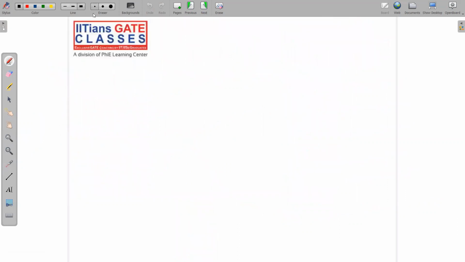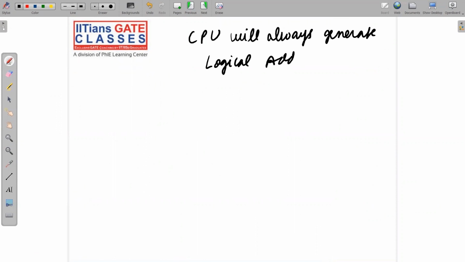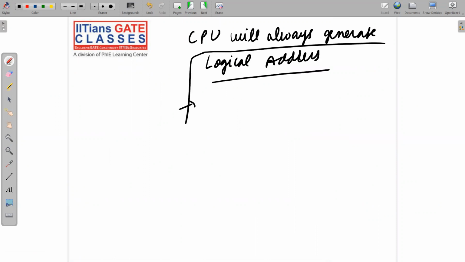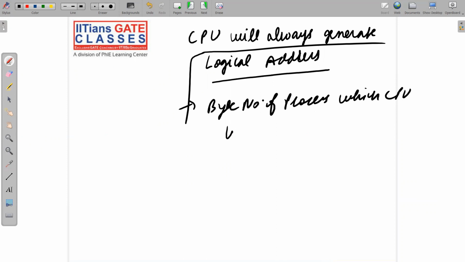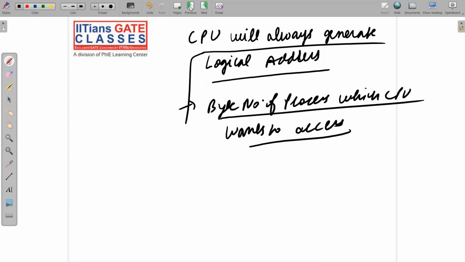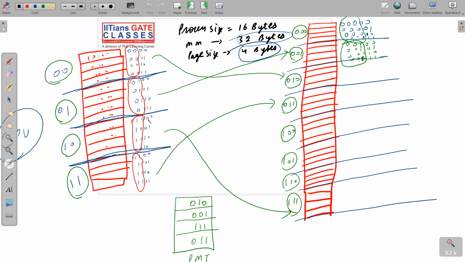Okay, so now the basic fact is that CPU will always generate a logical address. Logical address means the byte number of the process which CPU wants to access. Whatever byte number CPU wants to access, that is given by CPU. So CPU does not know anything. This is all hidden from CPU.